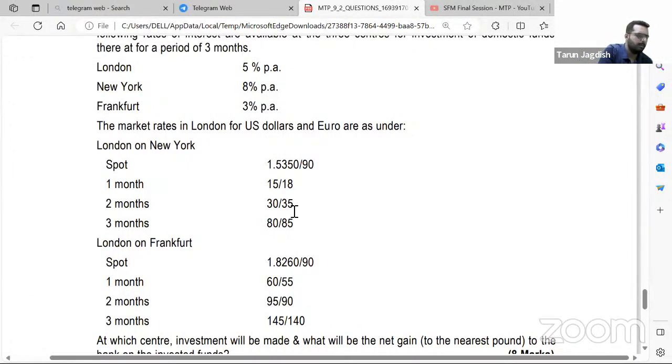We'll add it up. 1.5390 plus 0.085. That will be 1.624. Let's check how your textbooks have done it. They have taken the above sum as 1.5430. That is the average rate they have taken. That's not correct. Hold on, friends. These are swap points, am I right? This is swap points.